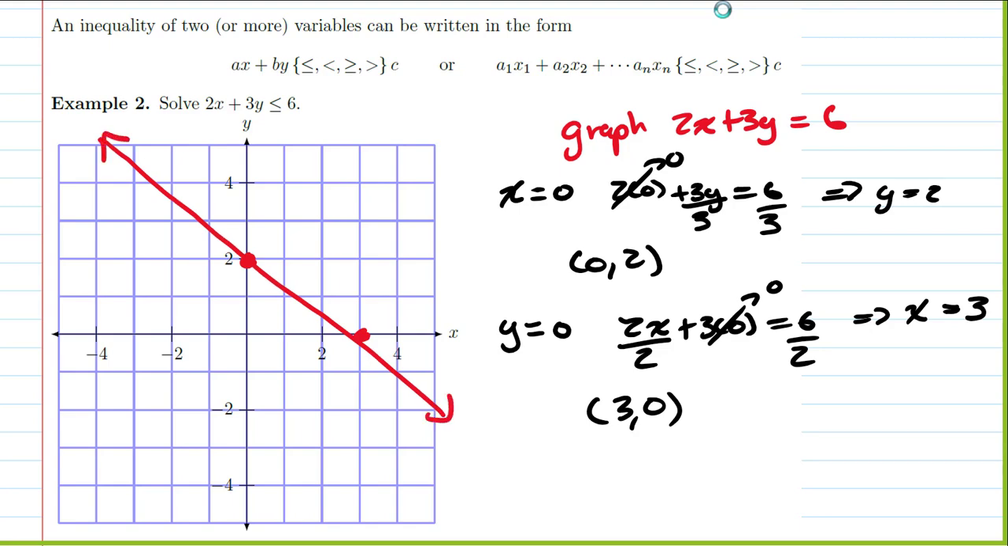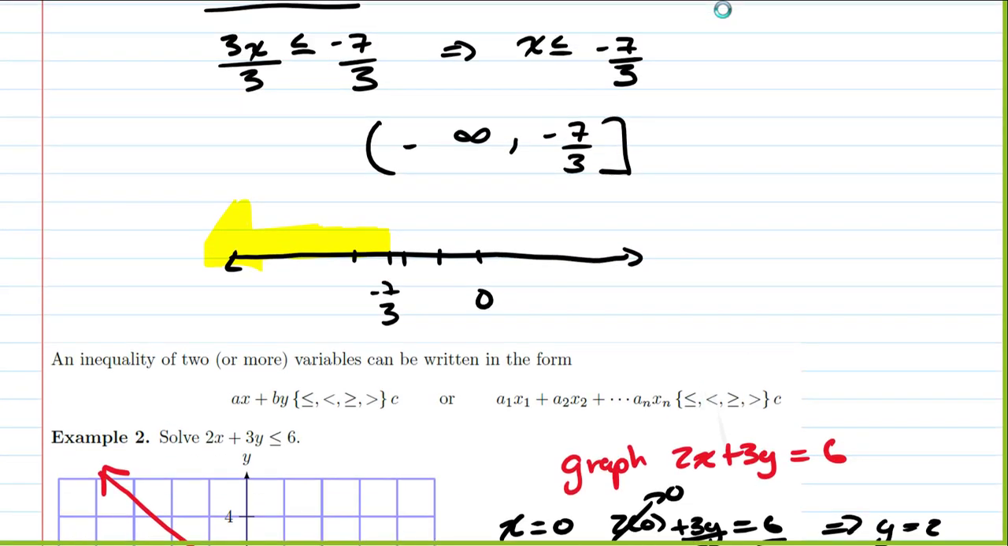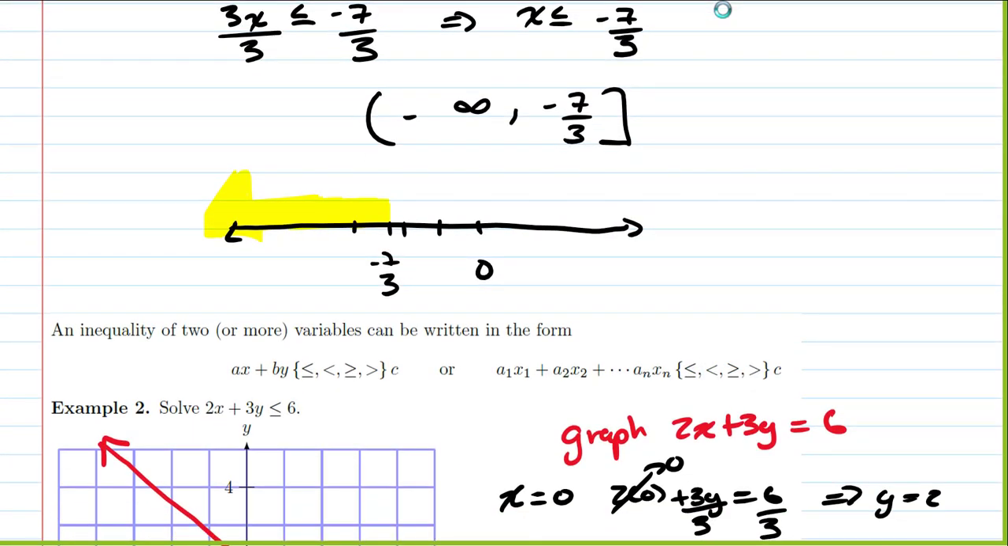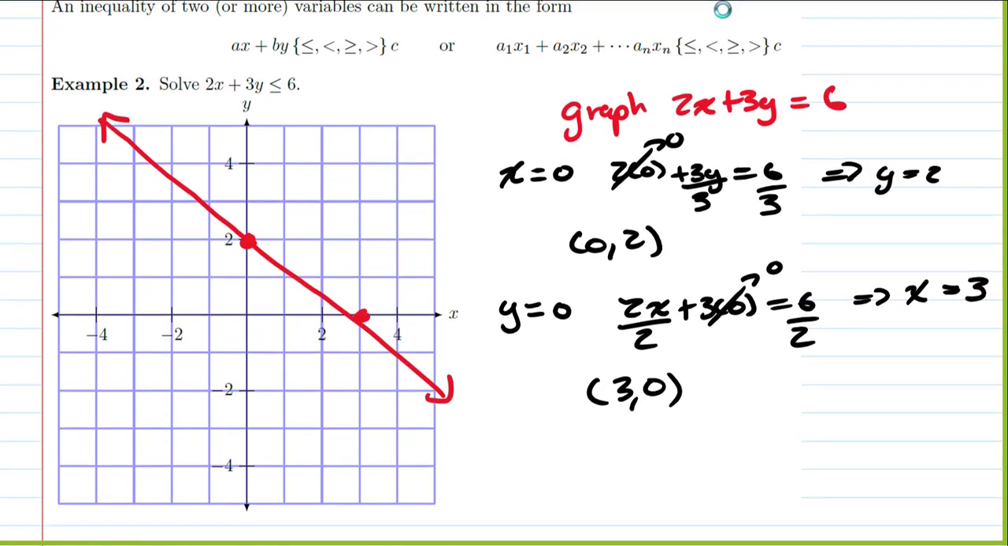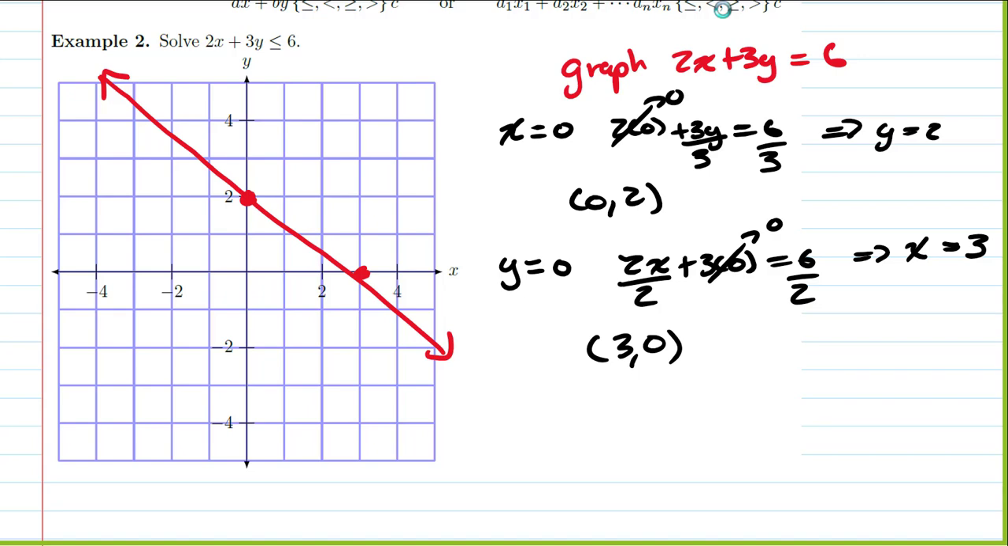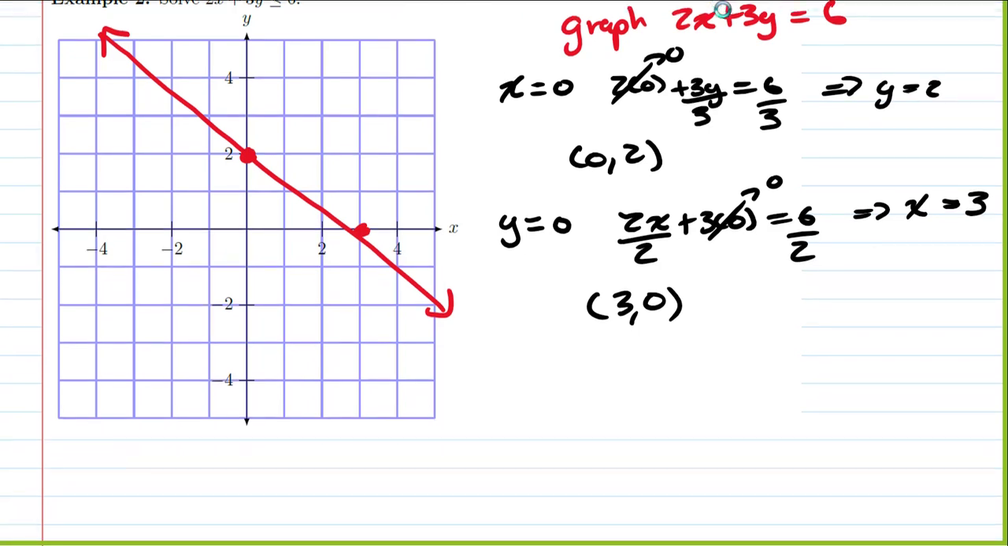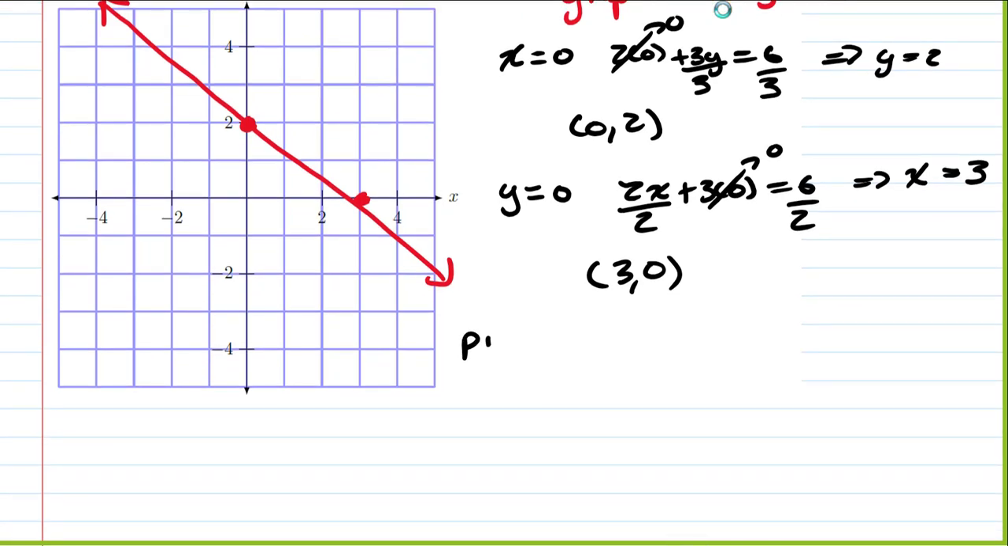So we've got this, but we have an inequality. We want 2x plus 3y to be less than or equal to 6. So similar to what we did up here, we need to shade a half plane. But we don't know which one to shade. So we're going to pick a sample point to help us determine which side to shade. So let's pick a sample point.